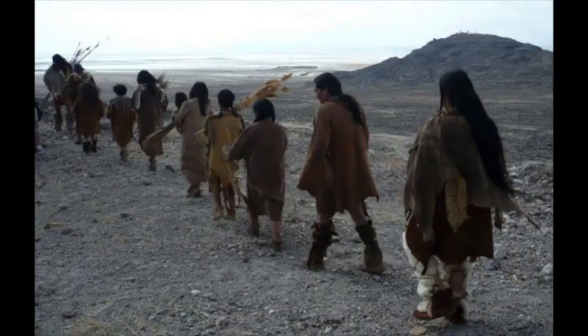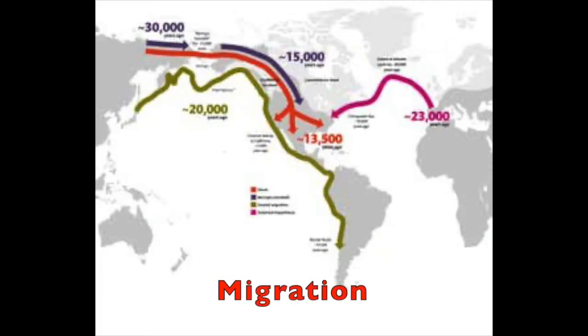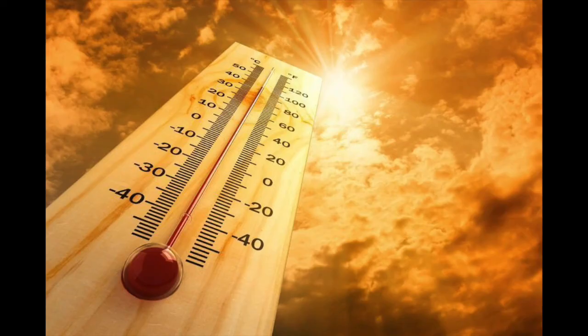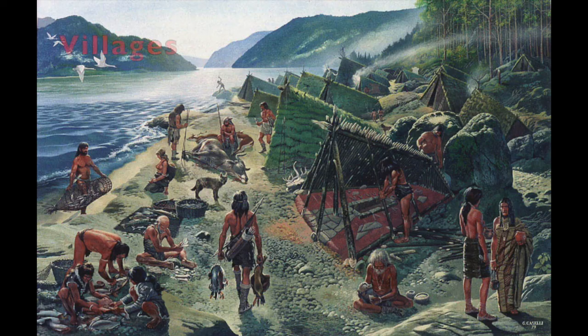Here's what you learned today. First, the Mesolithic Era was the transition between the Paleolithic Era, or the Old Stone Age, and the Neolithic Era, or the New Stone Age. Most scientists believe that early humans traveled from Europe and Asia to the Americas. Next, new lifestyles developed because of changing climate conditions. And finally, early humans became farmers and settled in villages.